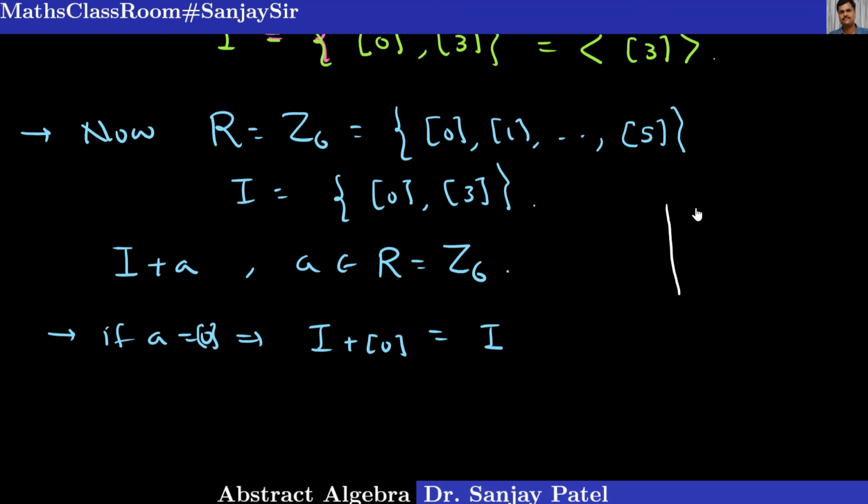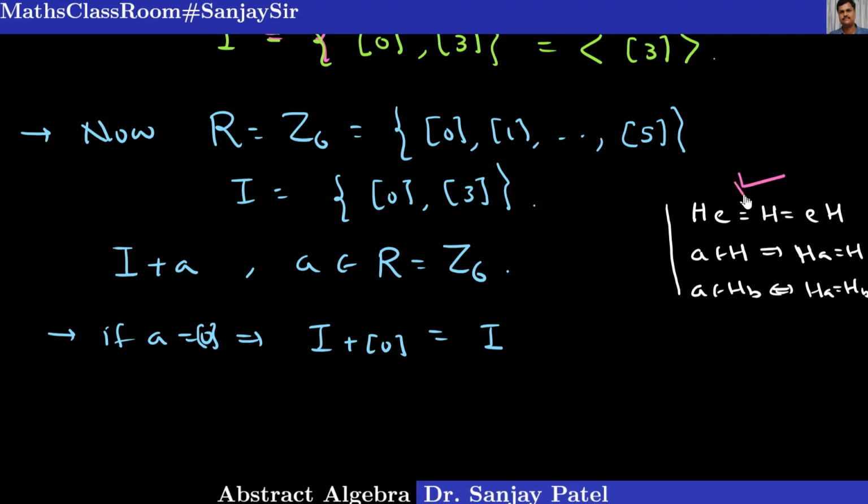We know this thing that HE is equal to H is equal to EH, where E is the identity element. Here 0 is the identity element, so I plus 0 is equal to I. Then we have, if A belongs to H, then HA is equal to H. Then we have, if A belongs to HB, then double implies HA is equal to HB. So these are very, very important properties of cosets that we have studied in group theory.